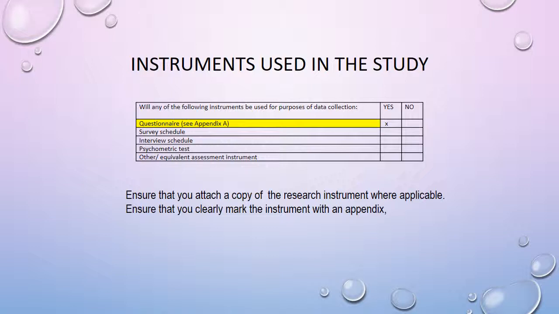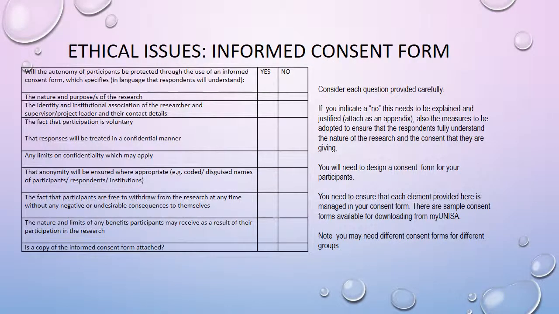Under the Instruments Used subsection, ensure that you attach a copy of the research instrument where applicable. Ensure that you clearly mark the instrument with an appendix. Consider each question provided carefully. If you indicate a no, this needs to be explained and justified. Attach as an appendix also the measures to be adopted to ensure that the respondents fully understand the nature of the research and the consent that they are giving.